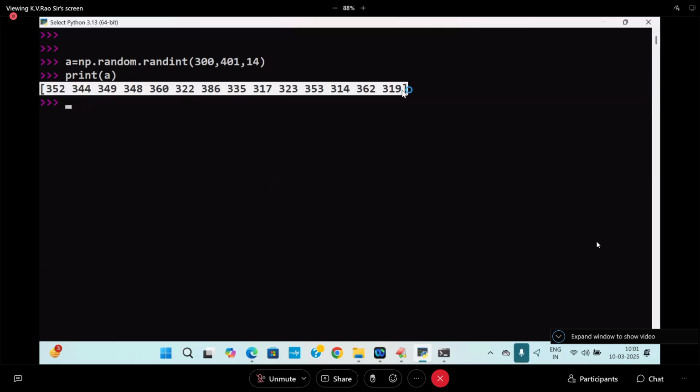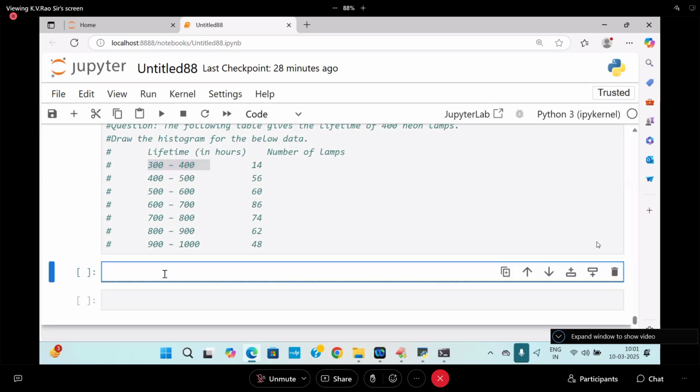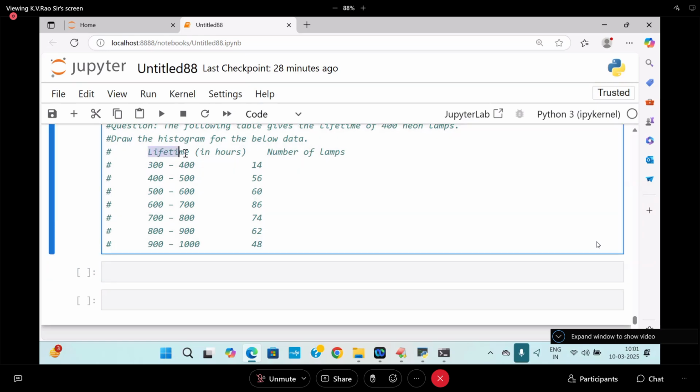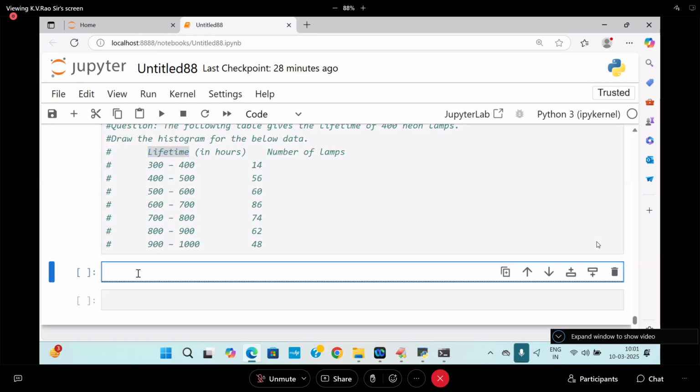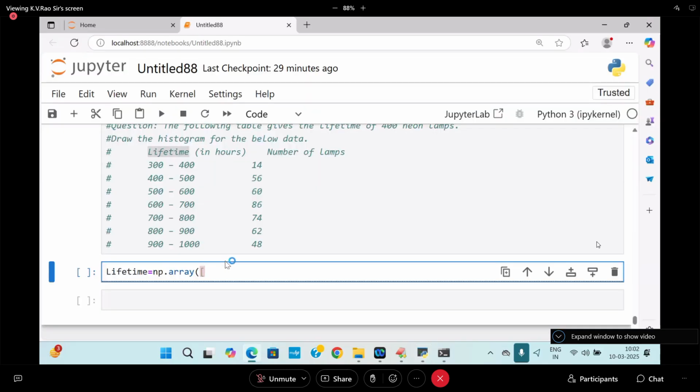That means these many values are going to come. Be careful, students. Here I am going to write number of lifetime is equal to np.array of, and here I am writing these many values. I need to write a comma over here. What are these values?